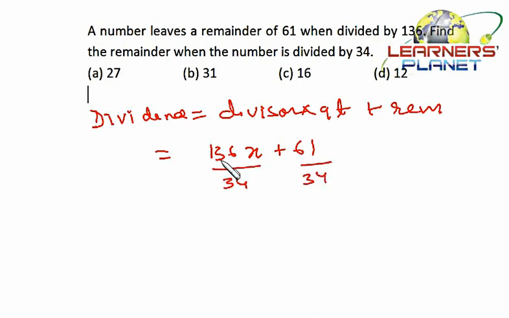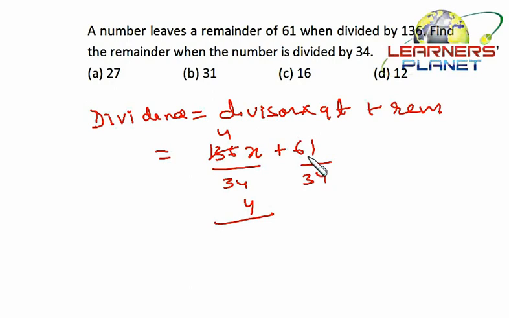Now we have to see whether 136 is a multiple of 34 or not. Let's check 34, when are we going to get 6 at the units place? If this 4 is multiplied by 4, so it's okay. So 34 fours are 136. That means we are not getting any remainder from this expression.